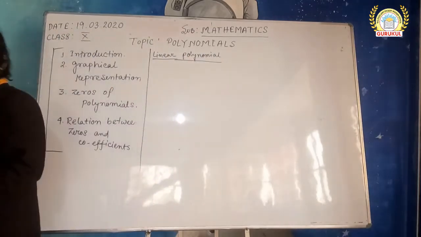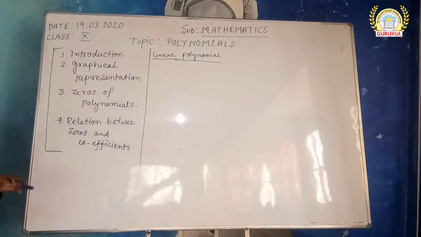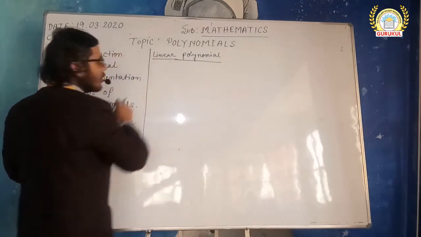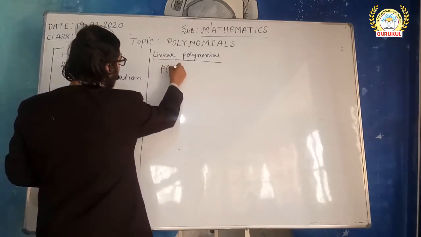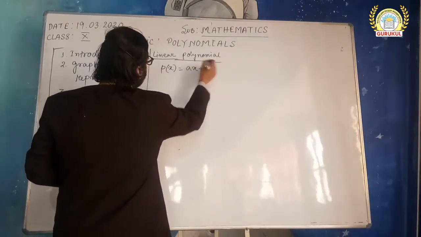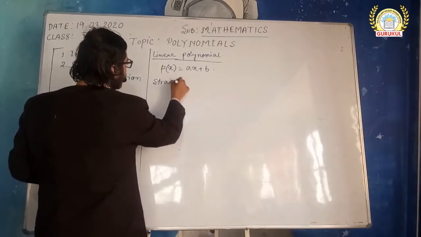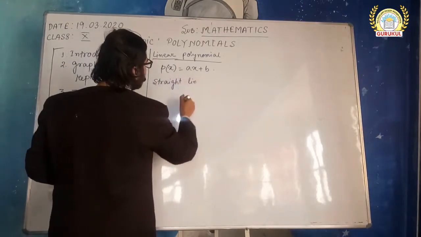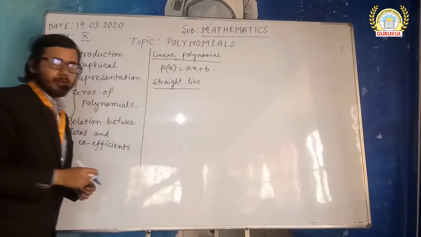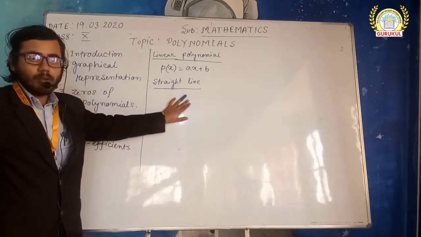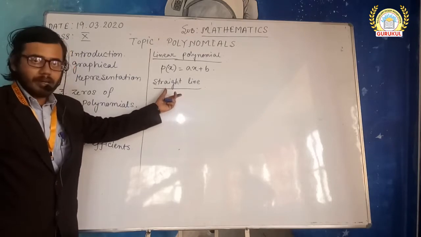This is what we are going to define right now through the graph. If I represent the linear polynomial on a graph paper, then what will happen? So first we need to know that if I represent a linear polynomial p(x) equal to ax plus b, then this will represent a straight line on the graph paper. That we need to know. Okay, understandable? So a linear polynomial basically represents a straight line.